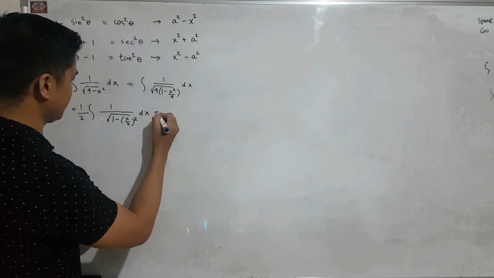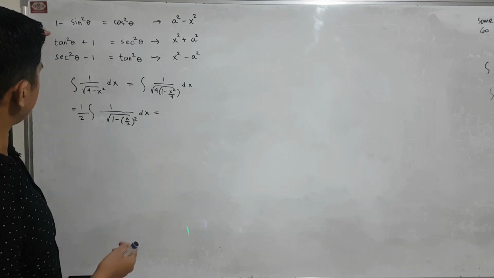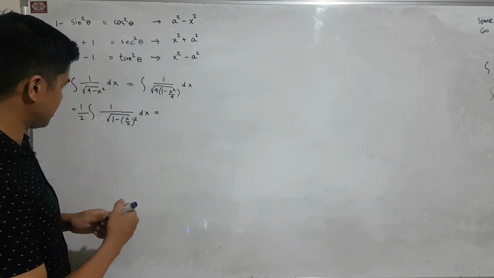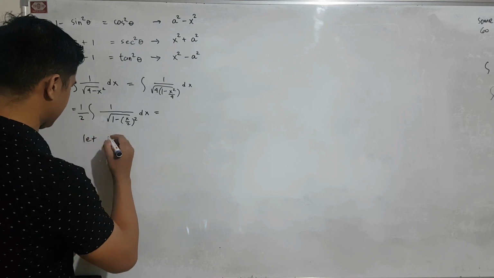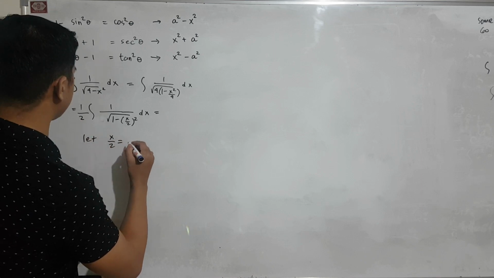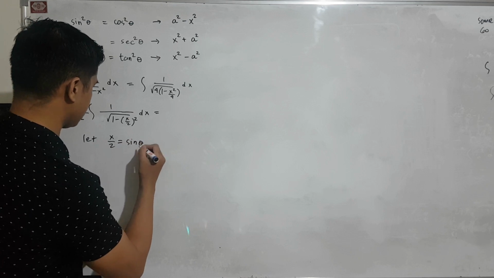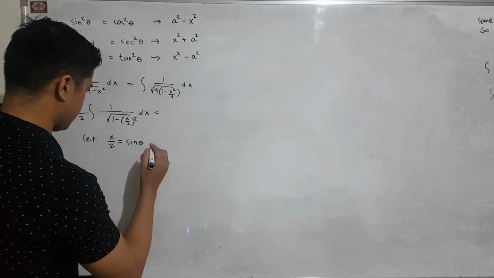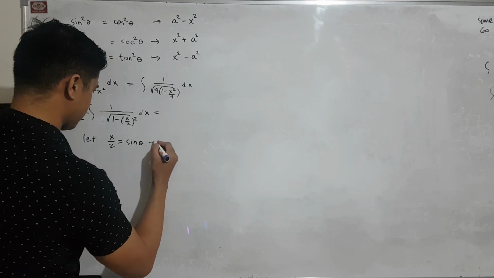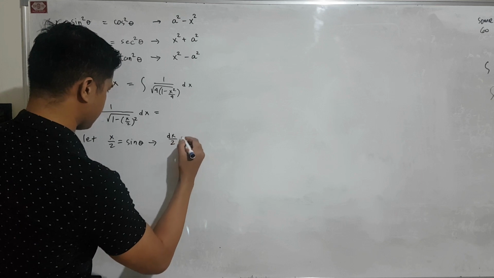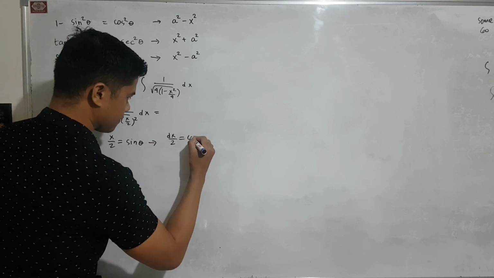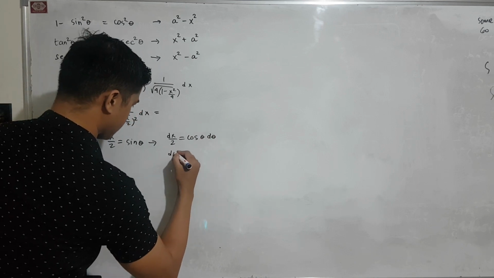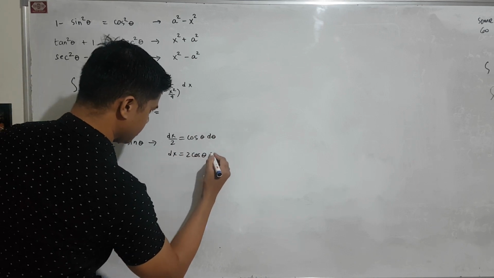Now, using 1 minus sine squared theta, and this is 1 minus something squared, right? So we can let x over 2 equal sine theta. We need to take the derivative of both sides, so this will give you dx over 2 equals the derivative of sine, which is cosine theta d theta. So that makes dx equal 2 cosine theta d theta.